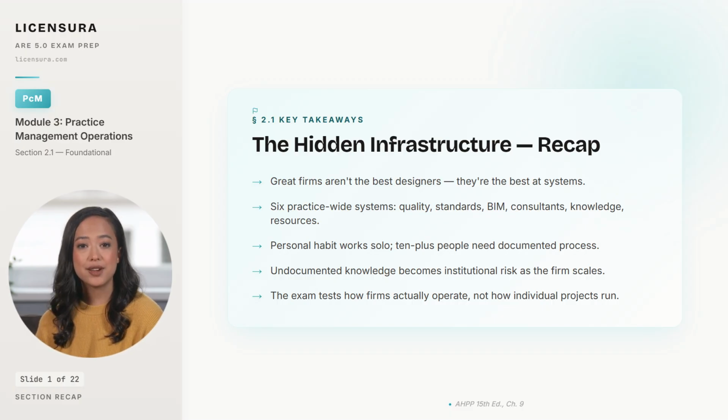Third, personal habit is enough when the firm is one person and breaks down somewhere between 5 and 10 people, which is exactly when most firms hit their first crisis. Fourth, undocumented knowledge becomes institutional risk as the firm scales. Every habit you never wrote down walks out the door with whoever knew it. And fifth, this module tests how firms actually operate at scale, not how a single project runs, because passing the exam means proving you can build quality into a process rather than perform it heroically once.